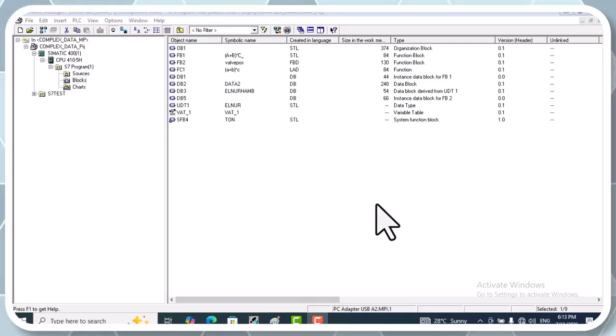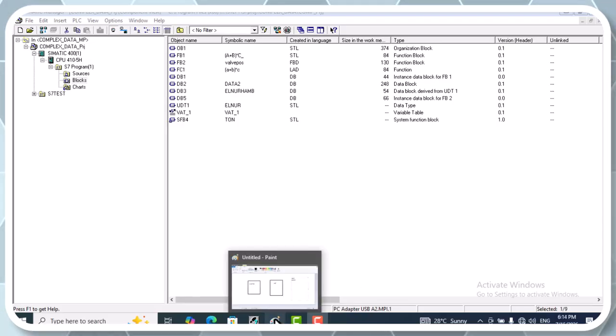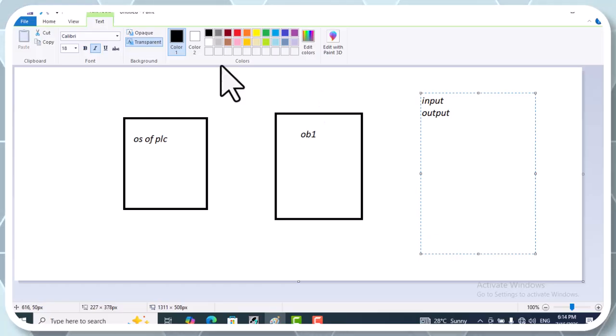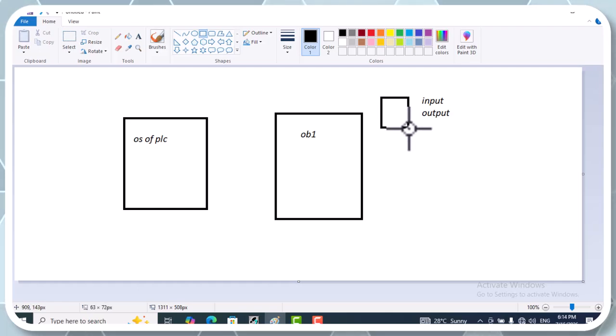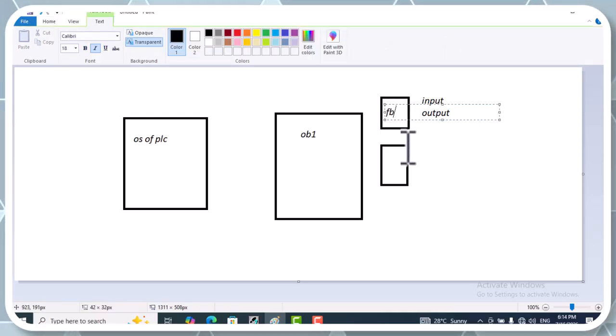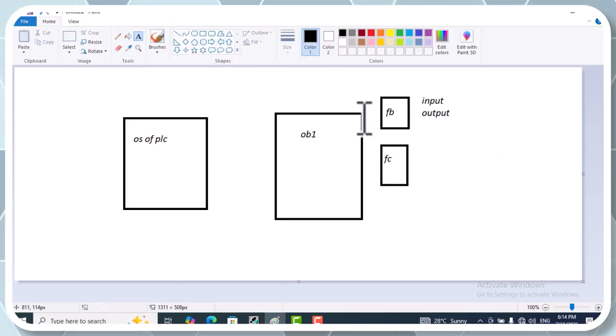So the operating system calls the OB, and then the OB block calls the functions and functional blocks. So let me write it like this. We have the OB, and we also have the functional blocks here, and for example a function here, and this is our functional block, and this one is our FC function. So OB blocks call the function and functional blocks, and before that the operating system of the PLC calls our OB block.